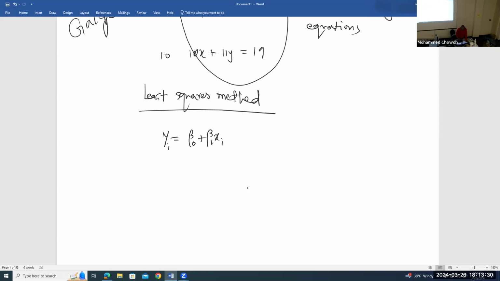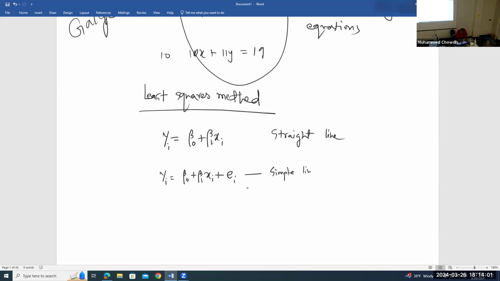This is the equation of a straight line, right? In this equation, if you add an error term, yi equal to beta 0 plus beta 1 xi plus ei, then it will become a simple linear regression model.